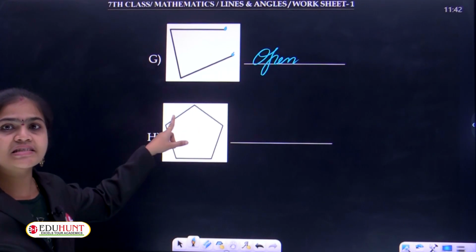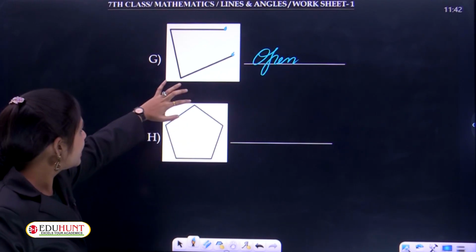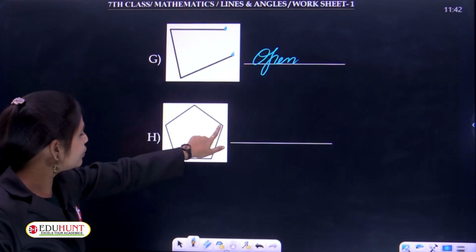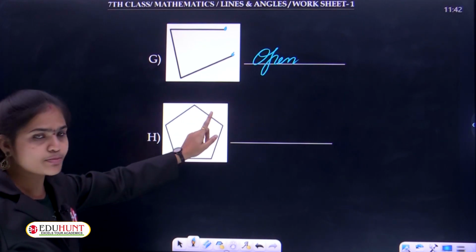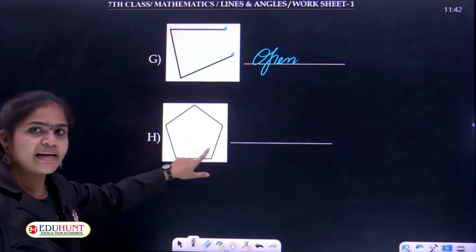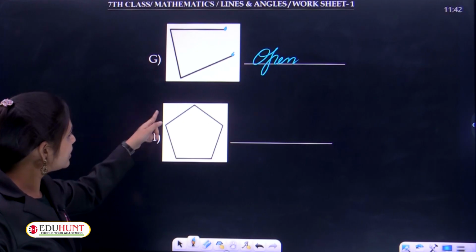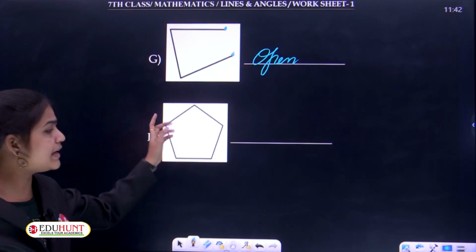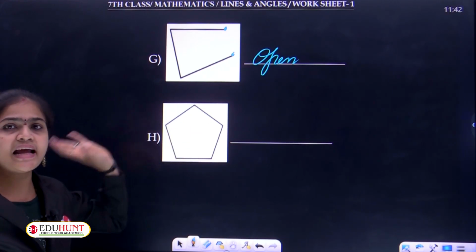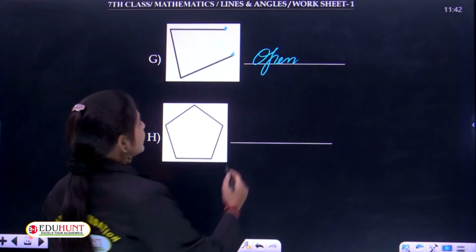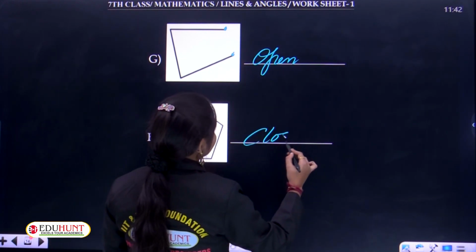Okay. And come to this one. Here we are having a starting point and an ending point. Those two are the same. If you want to start from here, or if you want to start from here, the ending point is this one only. If you start from here, the ending point is the same. And here also, wherever you start from, the same point becomes the ending point. Okay, ma. That's why this is a closed figure.